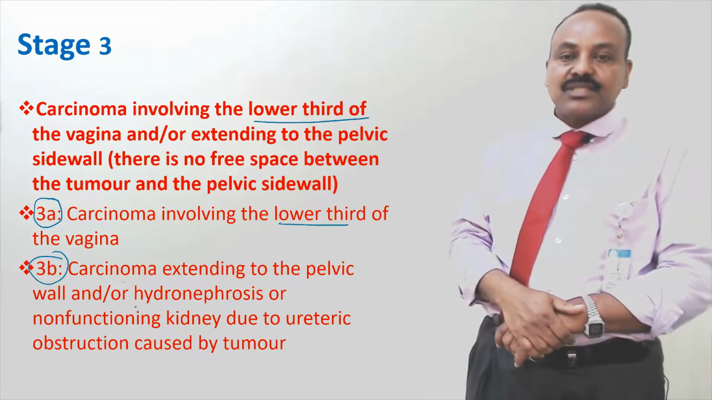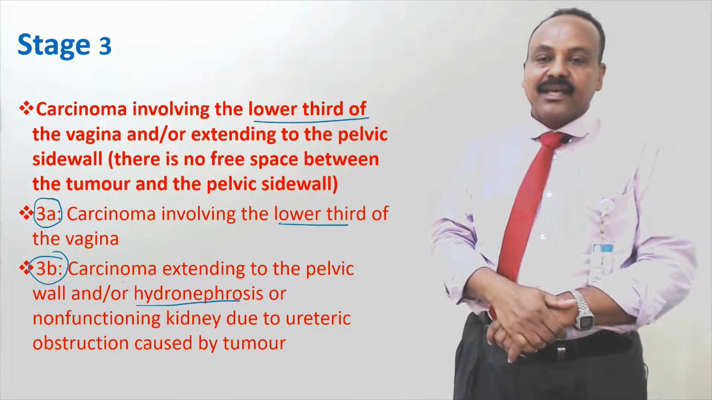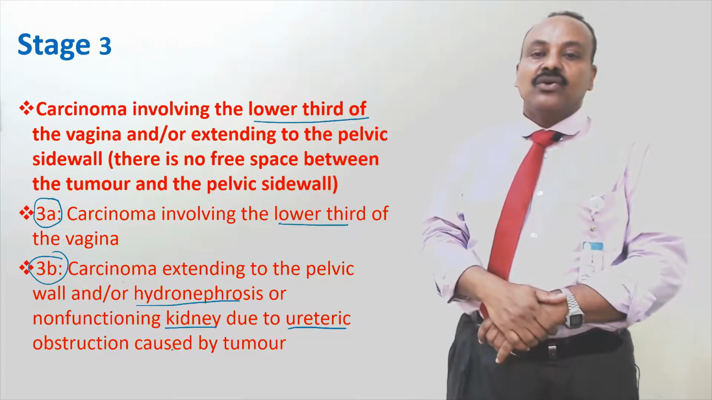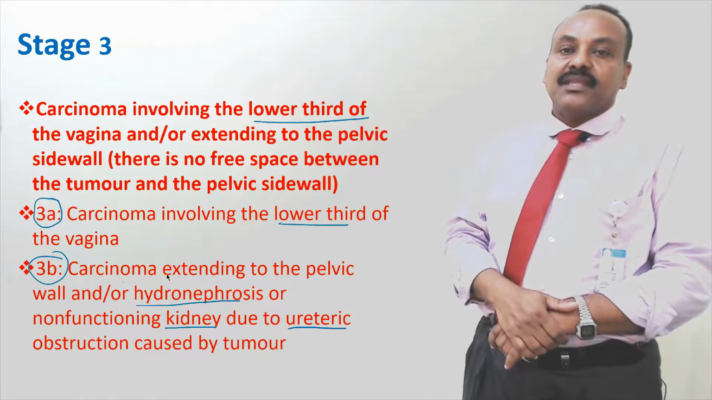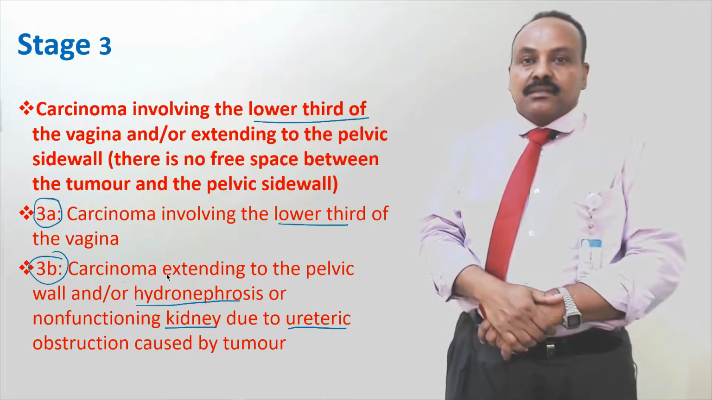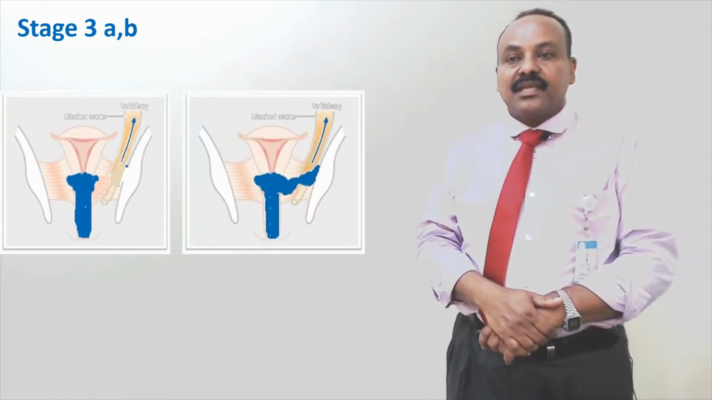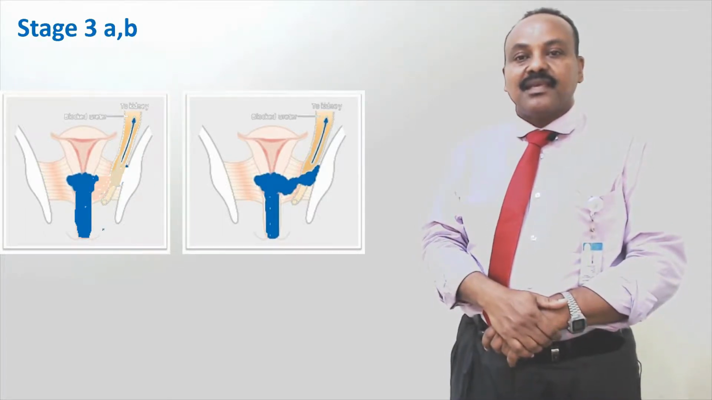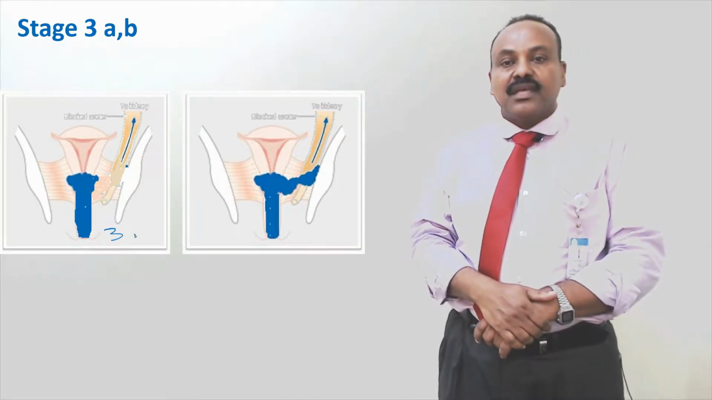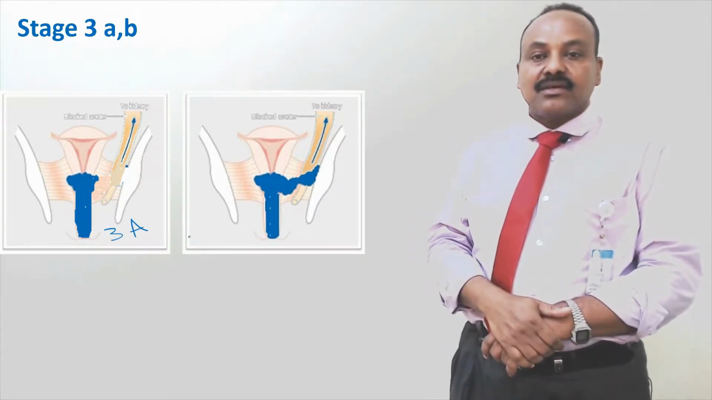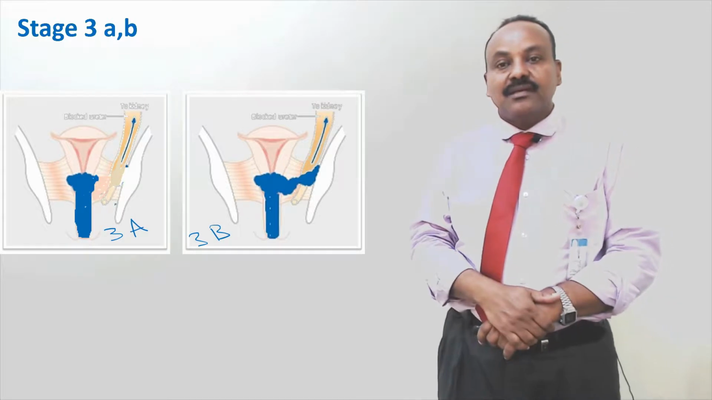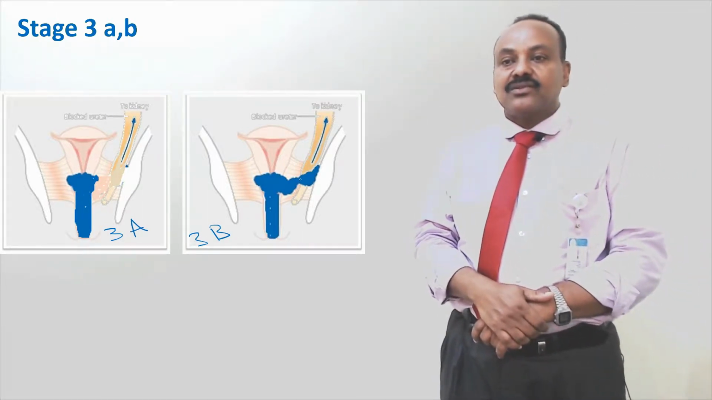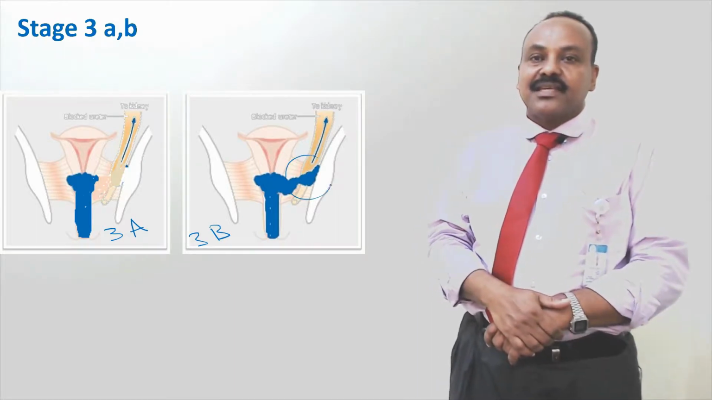important stages, which can affect the kidneys and the ureter, and the patient can present with renal failure or some problem in the kidneys. This is a picture here. You see stage 3A and 3B. 3A is the picture to the left, involving the lower third of the vagina, but not extending to the pelvic side wall. Here, the picture to the right, extending to the pelvic side wall, affecting the kidney.